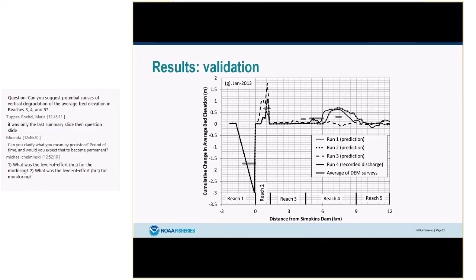I think the model predicted it would be up to 5 to 6 years, and it was probably a little less than that in the observations. But I'm not showing that full time period here. I'm just showing the first couple of years.